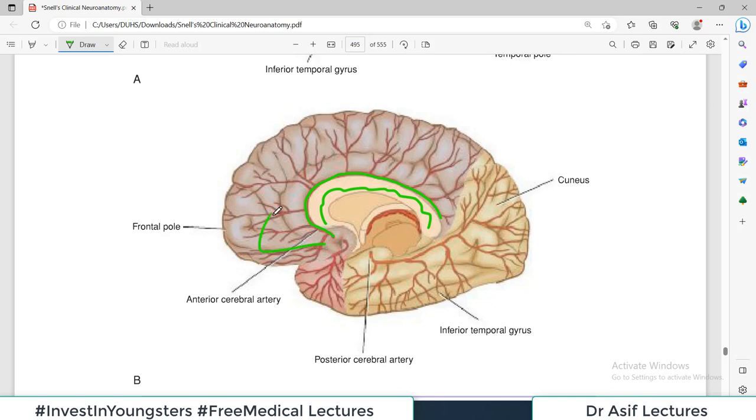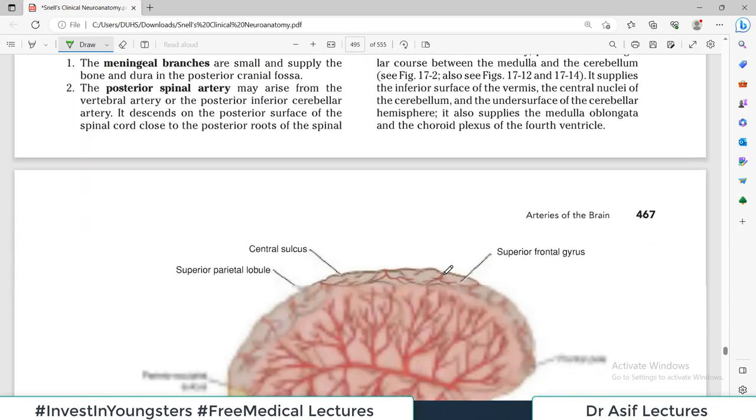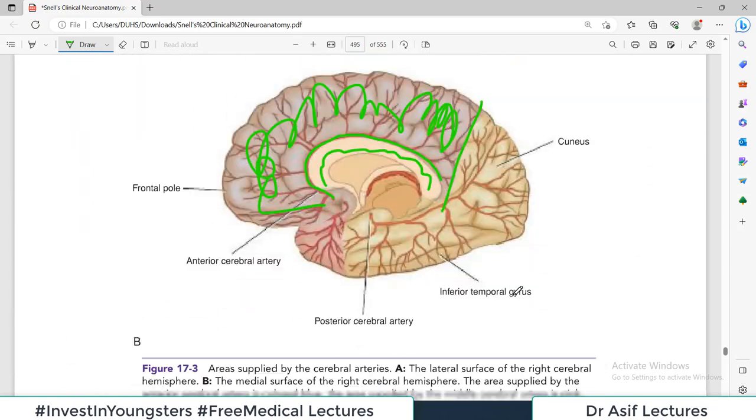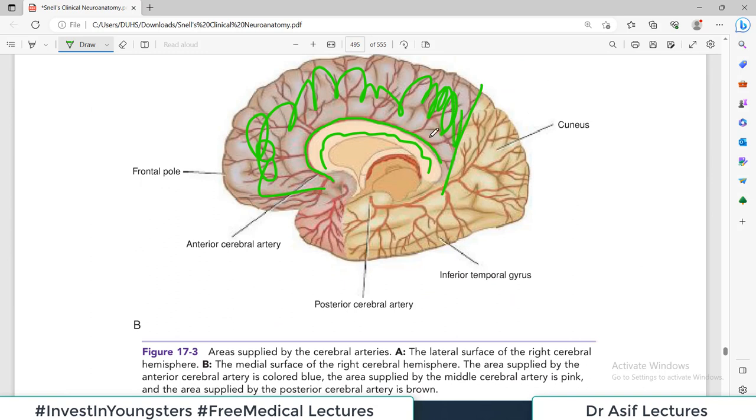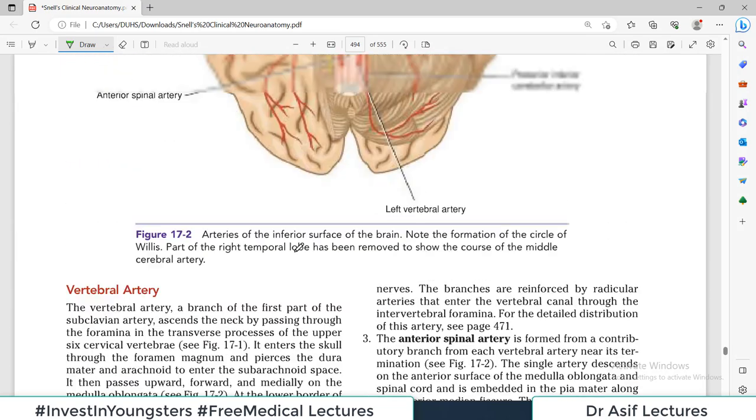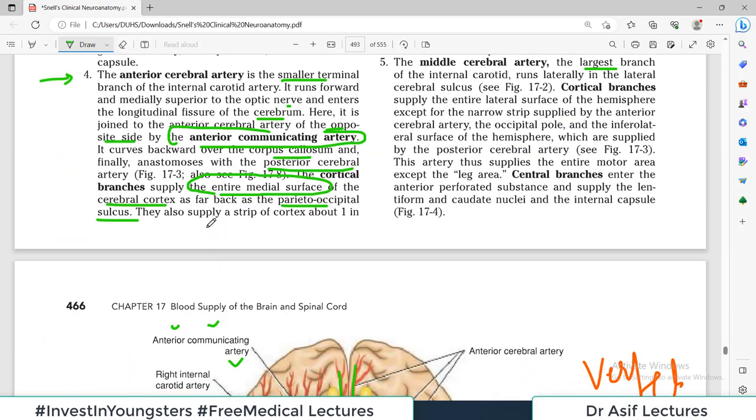So on the medial side it is supplying all the medial side of the cerebral cortex up to this sulcus, which is the parieto occipital sulcus. Iske piche jo hai, that is the area of the posterior cerebral artery. But all this medial side of the cerebral cortex, ye jitna area main green kar raha hu, this is all supplied by the anterior cerebral artery. Okay, so ek baar dobara isko padhe. It supplies the entire medial surface of the cerebral cortex as far back as the parieto occipital sulcus. Abhi maine jo aapko diagram mein dikhaya.